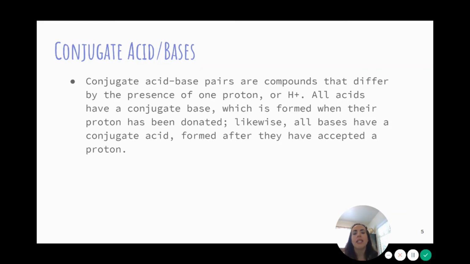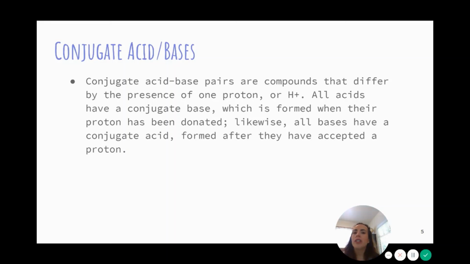Conjugate acid-base pairs are compounds that differ by the presence of a proton, or that hydrogen ion. All acids have a conjugate base, which is formed when their proton has been donated. So when you look at your acid and you take away that proton, what is formed is what's called your conjugate base. Likewise, all bases have a conjugate acid. They are formed after they have accepted their proton. So again, if you remember ammonia, it accepted a proton, and once it had accepted that proton and became ammonium, that is now called a conjugate acid.